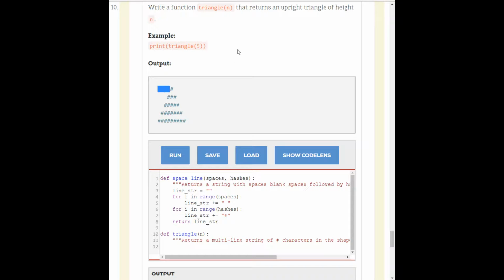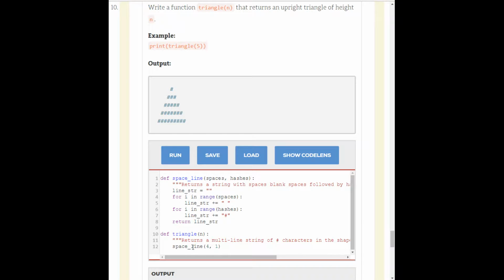Again, we're starting with an example, triangle 5. Even though we'll make it more general, we're starting with a specific example. Let's break it down even smaller. How would I do the first line of triangle 5? I can look at it and know that I'm going to need 1, 2, 3, 4, 5 characters. 4 of them are going to be spaces, and 1 of them is going to be a hashtag, which means that for that first line, I'm going to want to run spaceline for 4 and 1.